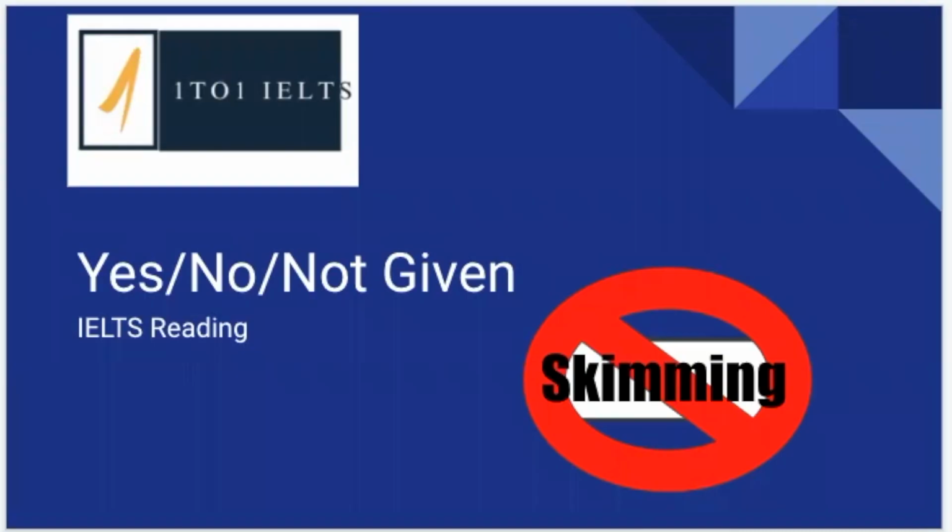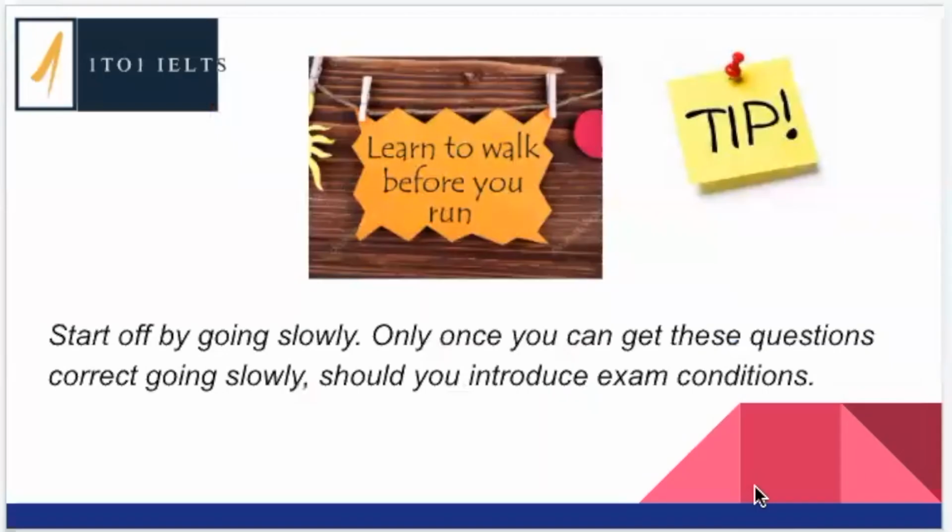You'll be happy to know that I've come up with a way of doing these which does not involve skimming. I think this is going to be a much quicker strategy than you're used to. As always with reading questions, remember, until you've mastered the strategies, go slowly. Once you can get the scores you want going slowly, then we speed up. But trying to apply these strategies in exam conditions at the beginning is a really bad way to practice. So learn the strategy, go slowly. Once you can get the scores you want going slowly, then you introduce time.